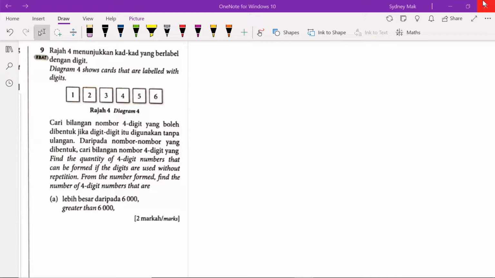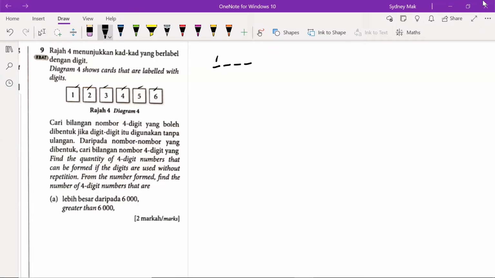So we need to find the quantity of 4-digit numbers that can be formed if the digits are used without repetition. So from the numbers formed, we have to find the number of 4-digit numbers that are greater than 6,000. So we have to form a 4-digit number, 1, 2, 3, 4. Out of this, 6 numbers.